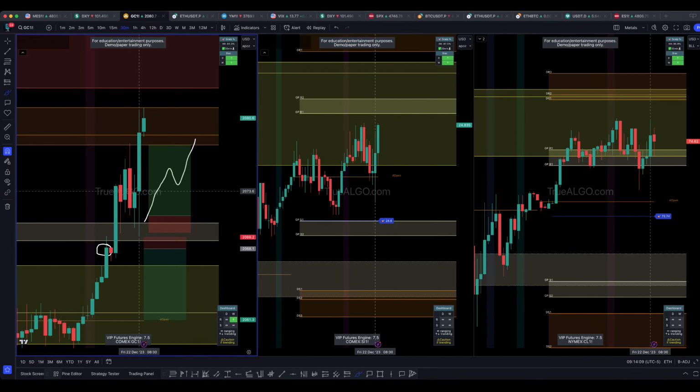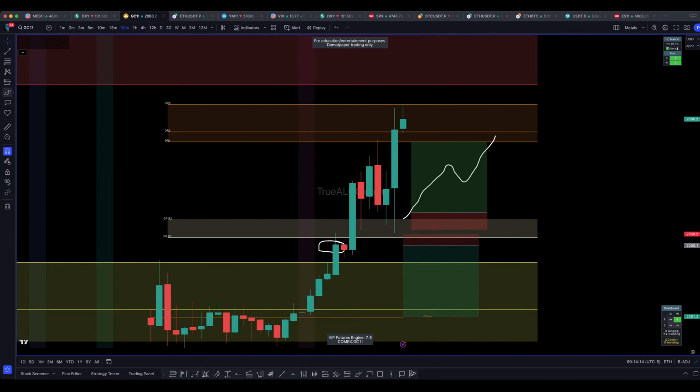And then listen, people struggle with candle closes. I get it. We all do. Because you want to chase the candle. Even if you just waited for that bullish candle to close in our box, it's not bearish.